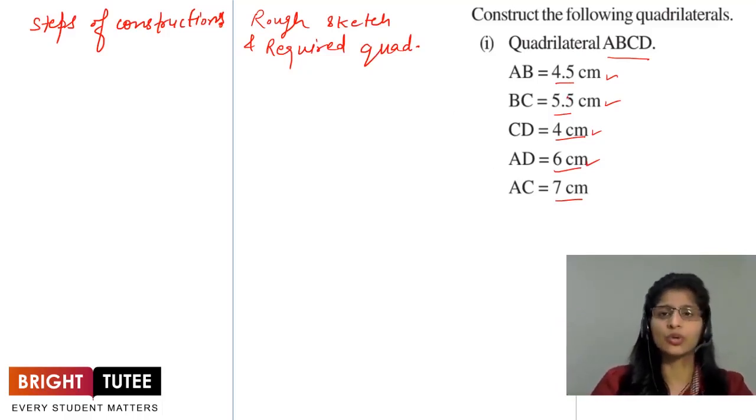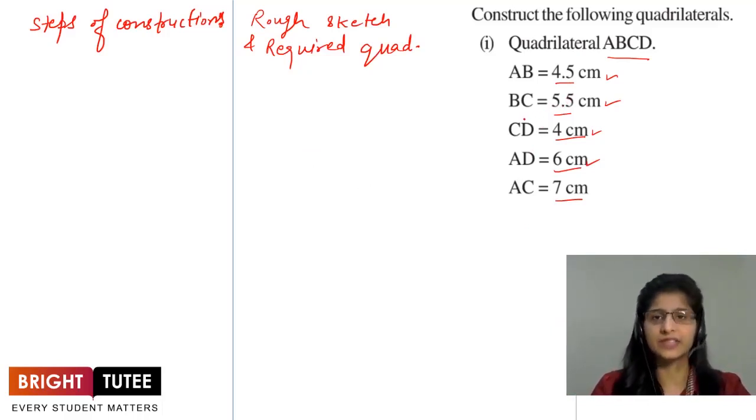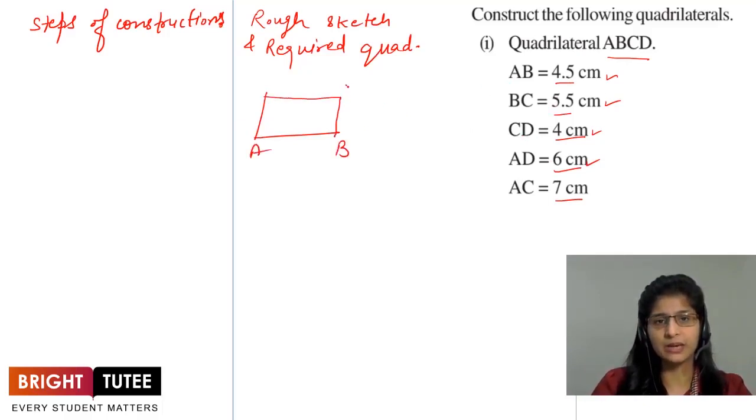So let us draw first a rough sketch. Everybody of you has to draw a rough sketch of the quadrilateral. First of all, you are going to form A, B, C, D. I am drawing a rough sketch, and the diagonal is AC, and it is 7 centimeter. AB is how much? 4.5 centimeter. BC is how much? 5.5. Satisfy triangle sum property from here.